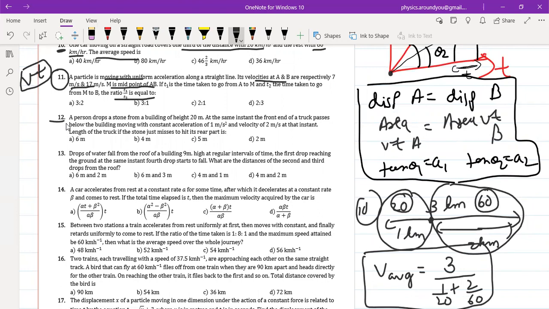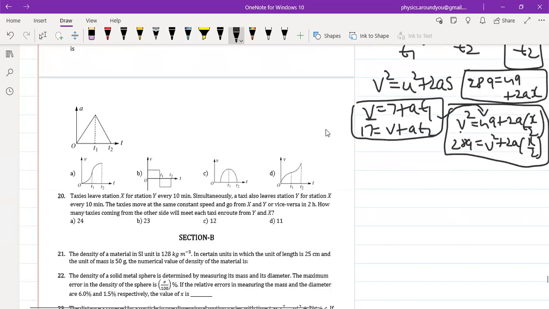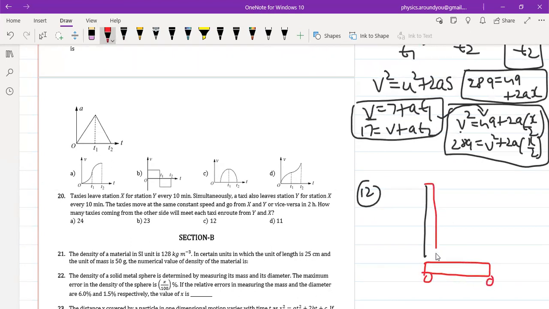Okay. So, well, if you have thrown stones at many places at many moving things, you'll definitely have a feel of the 12th question. There is a truck. The truck is moving underneath a building.